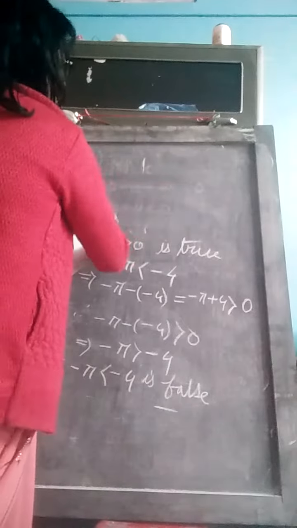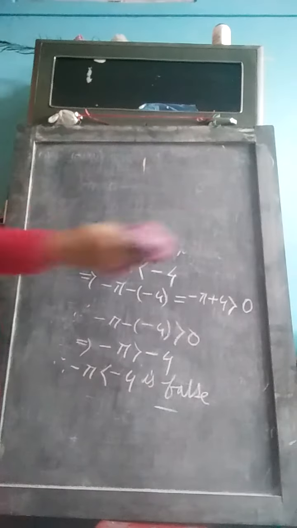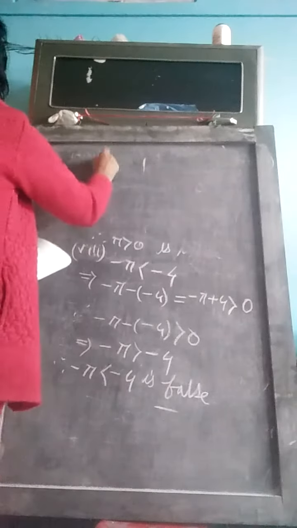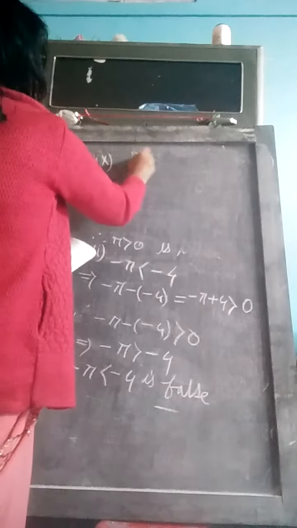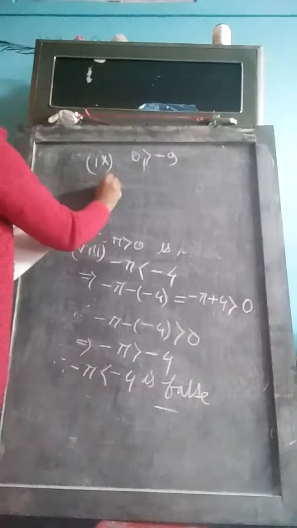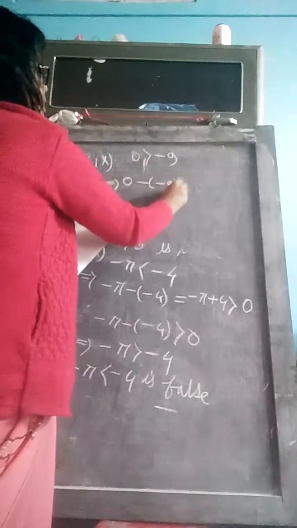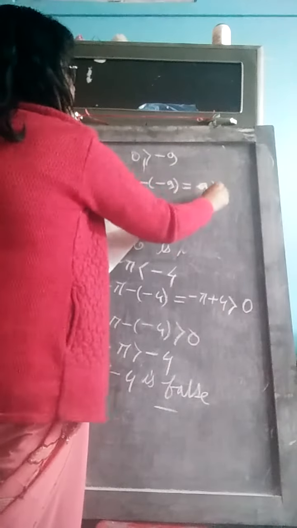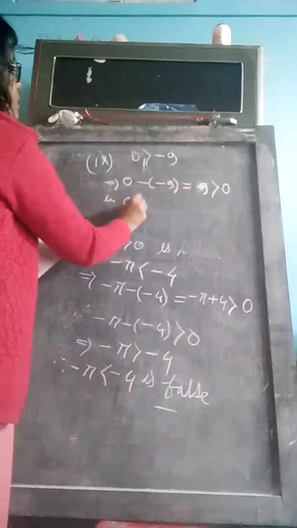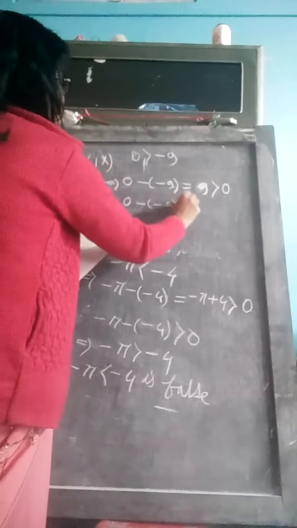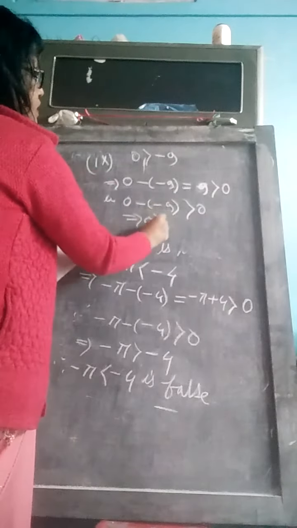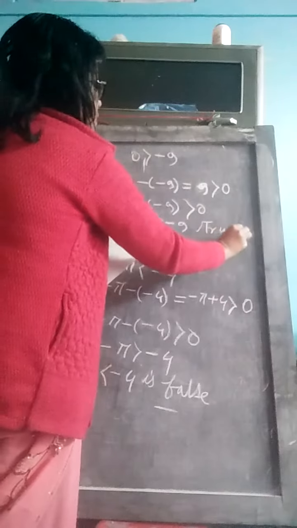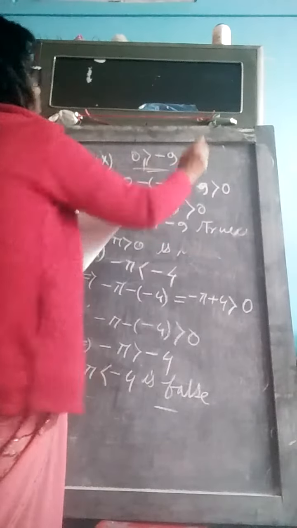Then see, question number 9. 0 is greater than minus pi. It is false. Can 0 be greater? 0 is greater than negative numbers. Next, 0 is greater than negative 9. This implies 0 minus minus 9 equals what? It becomes positive 9. So you can write 9 is greater than 0. That is, 0 minus minus 9 is greater than 0, which implies 0 is greater than minus 9. So it is true. So our given question is true.